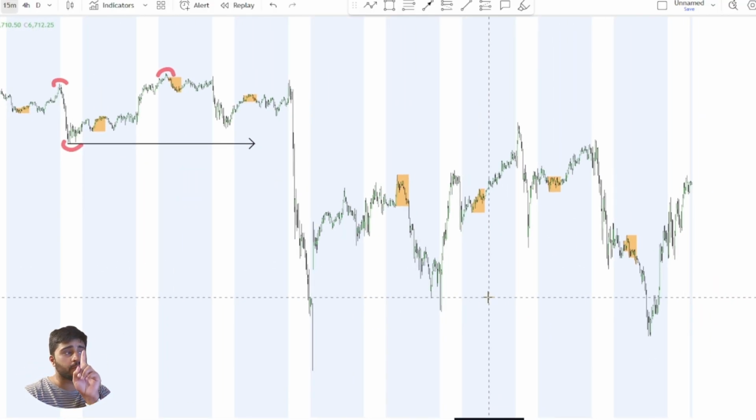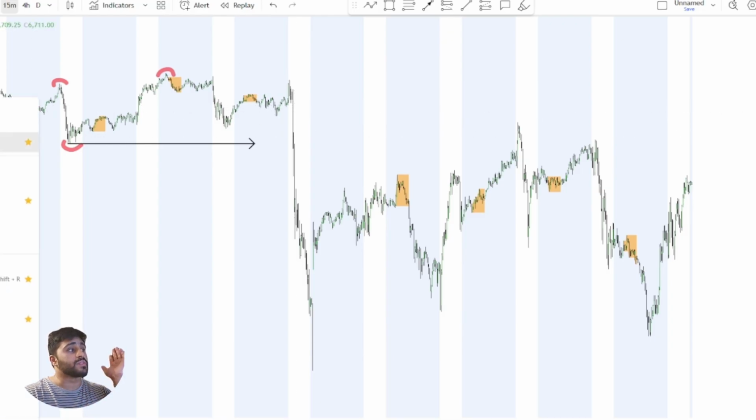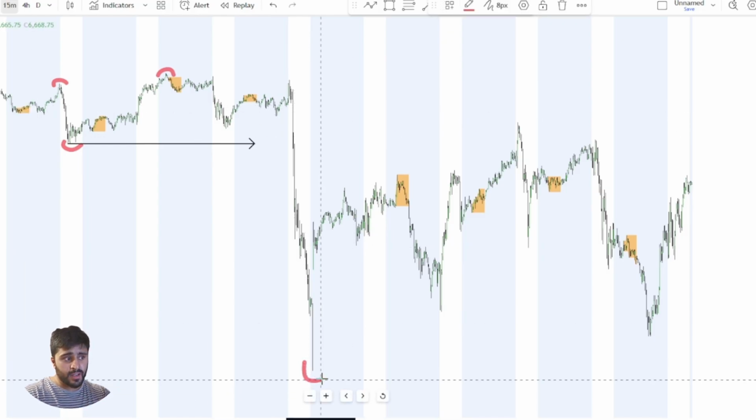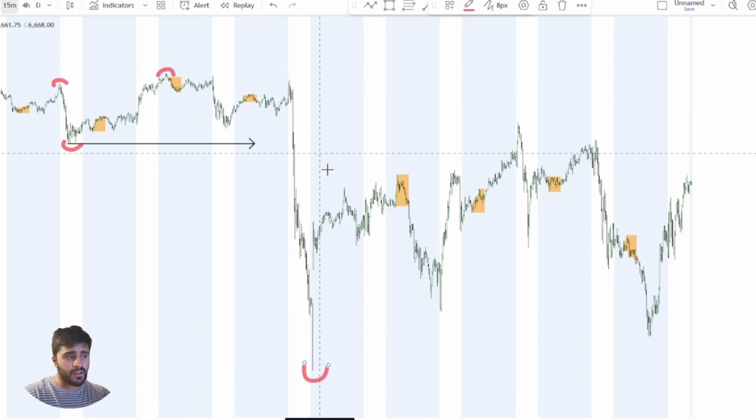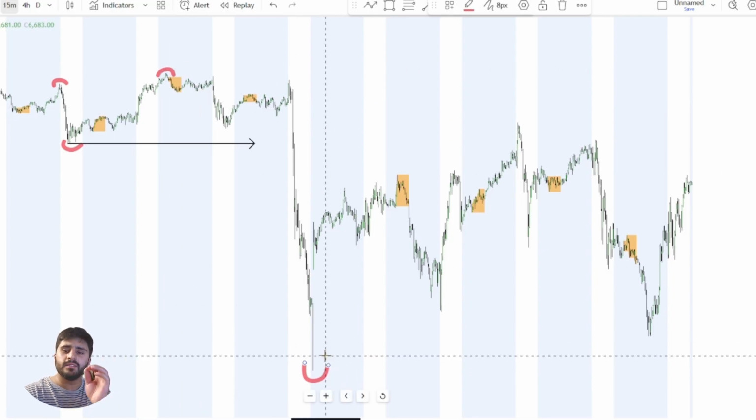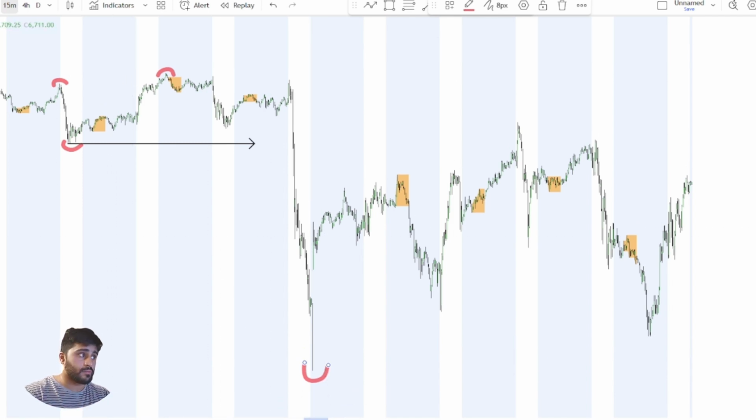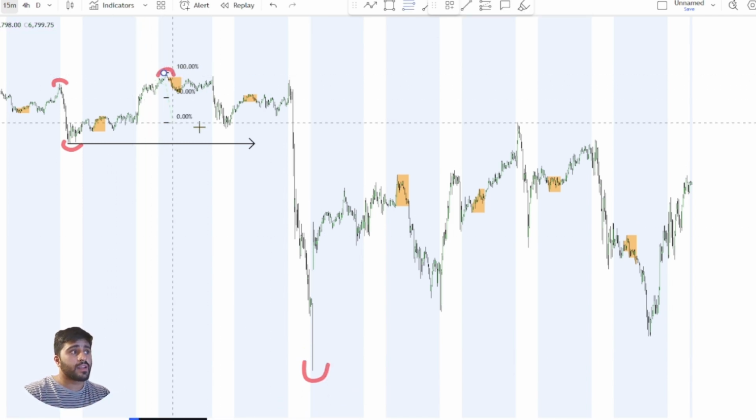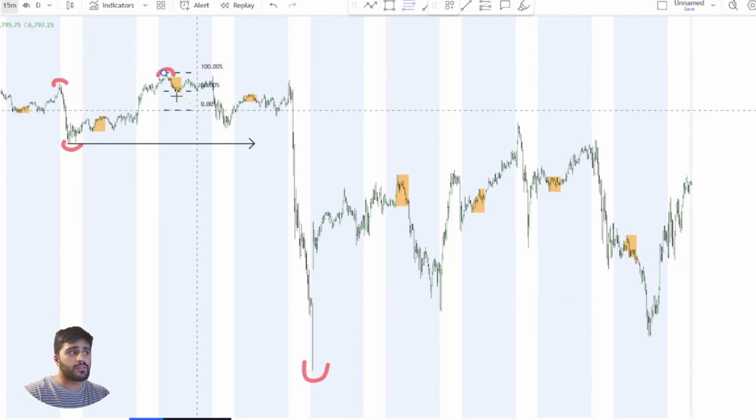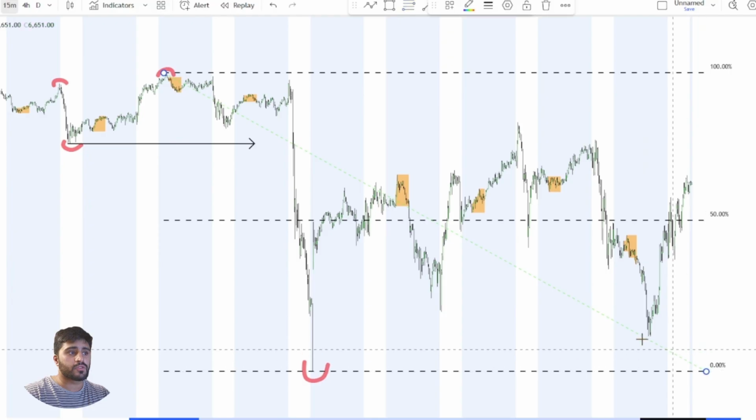So step 1 is market structure. Step 2 is the dealing range. The dealing range is from this swing high down to this swing low. This is the dealing range. This is the high and low that we are trading within. Simple as that. Now we project the fib tool from the swing high down to the swing low, swing high down to the swing low.